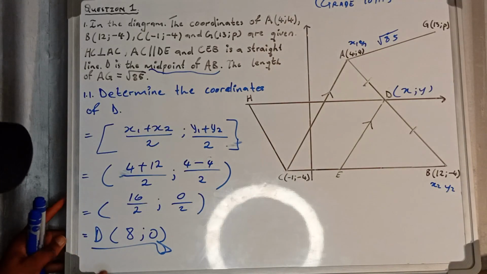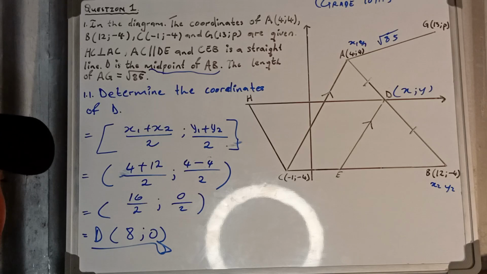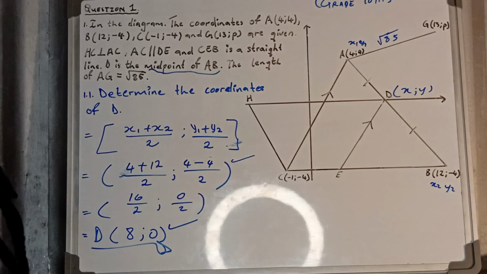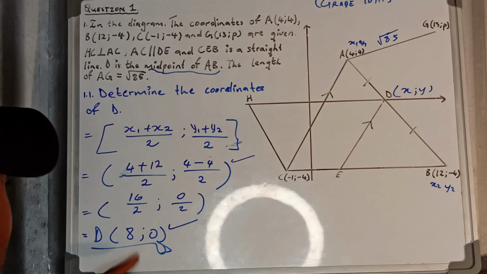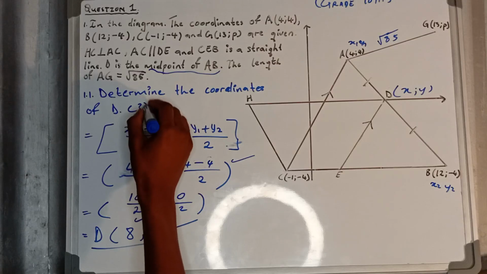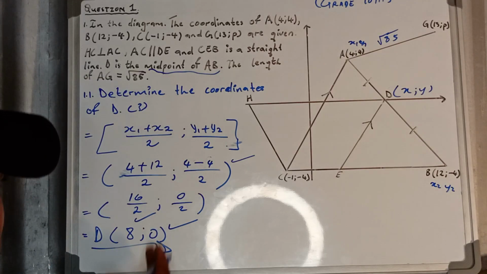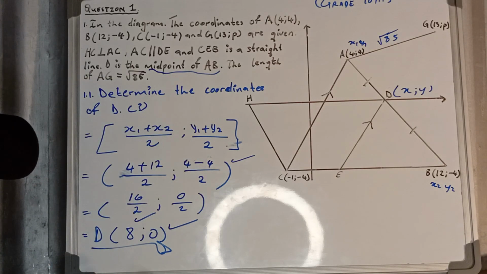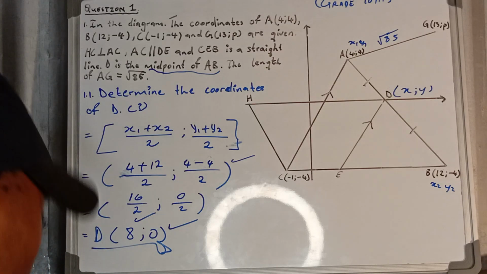All right, I hope you are fine with this one. So the examiner, when he marks, that is going to be 1 for correct and 2 for what? For correct substitution, and then what? Question 1.1 was for 3 marks. That means 1 mark for correct substitution and 2 marks for the correct coordinates of D. I hope you are fine.